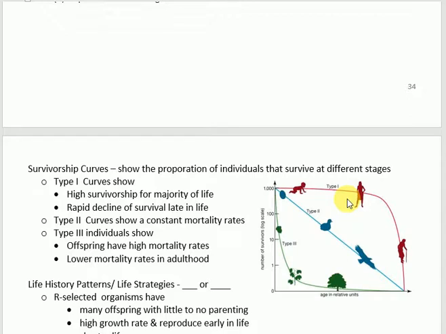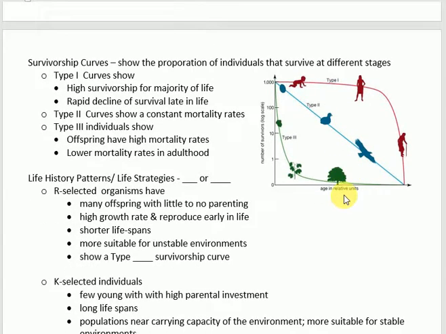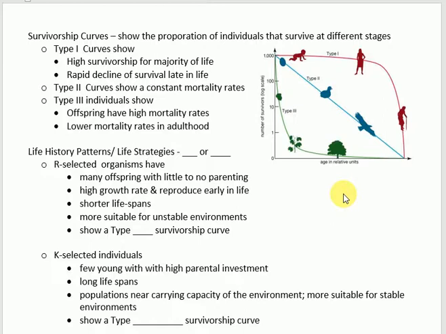Okay, next we are going to look at survivorship curves. This basically shows the proportion of individuals that are able to survive at different stages. There are 3 types. We have type 1, and as you can see, humans are in type 1. This is a high survivorship for the majority of life, and then there's a rapid decline. Type 2 is a constant mortality rate. And then type 3, individuals have a high mortality rate in the offspring, and then a lower mortality rate as we get into adulthood, so once they're established. In this case, we're looking at trees.